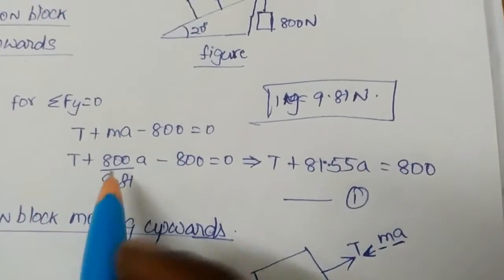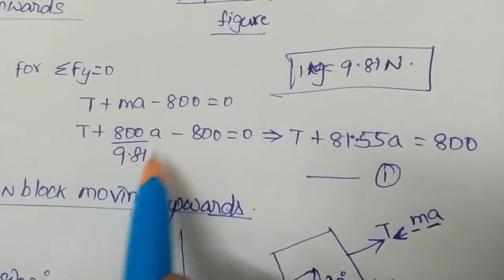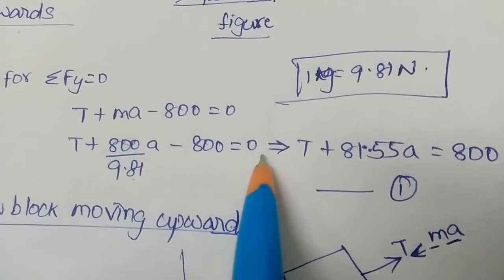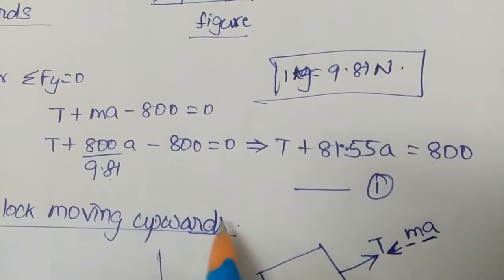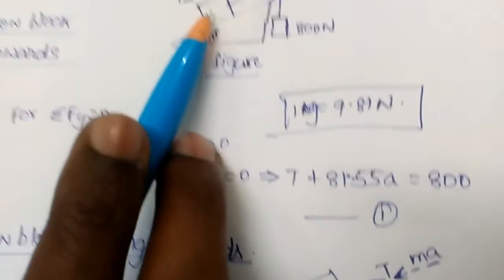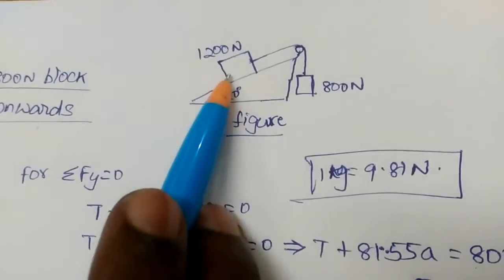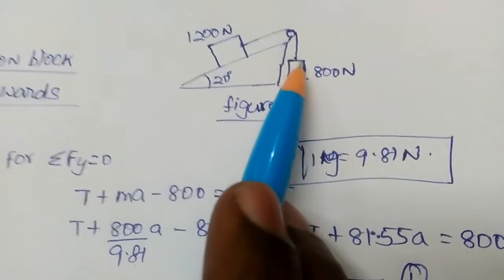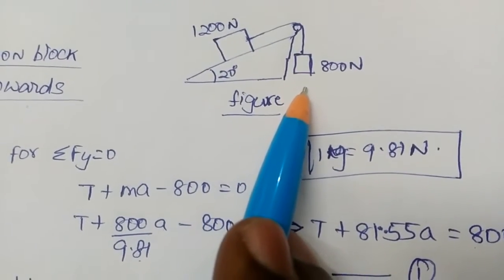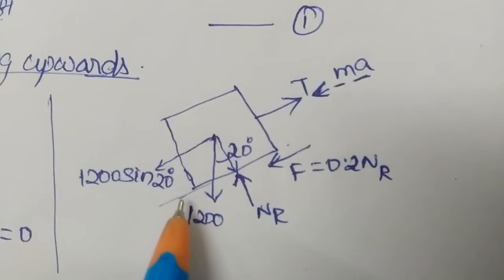So if you convert this mass into acceleration, 800 divided by 9.81 into A minus 800 equal to 0. Let us take this as first equation. So let us move on to the second block, that is 1200 Newton. Considering this block, 1200 Newton is moving upward due to the pulling of this 800 Newton weight here. So here the free body diagram of this block has been drawn.